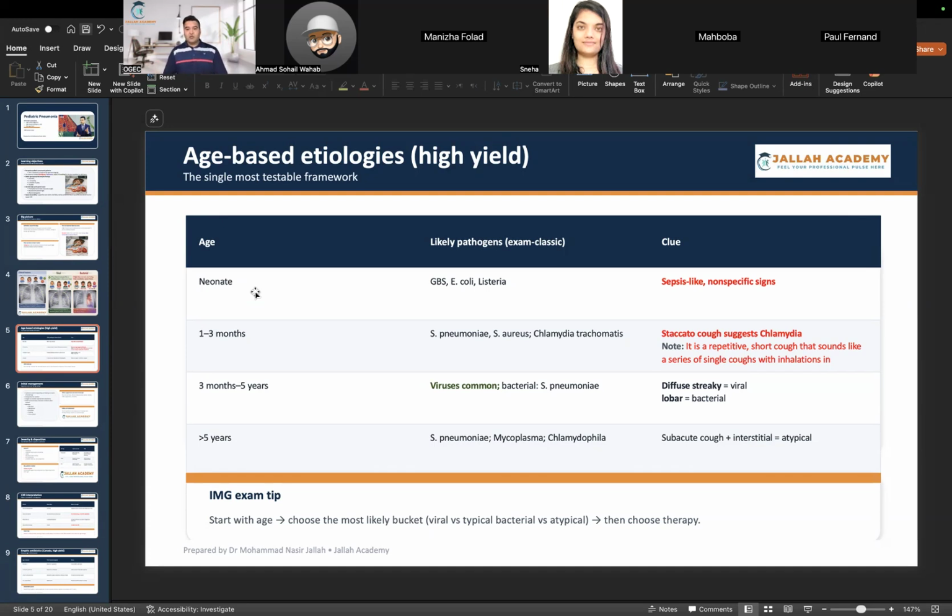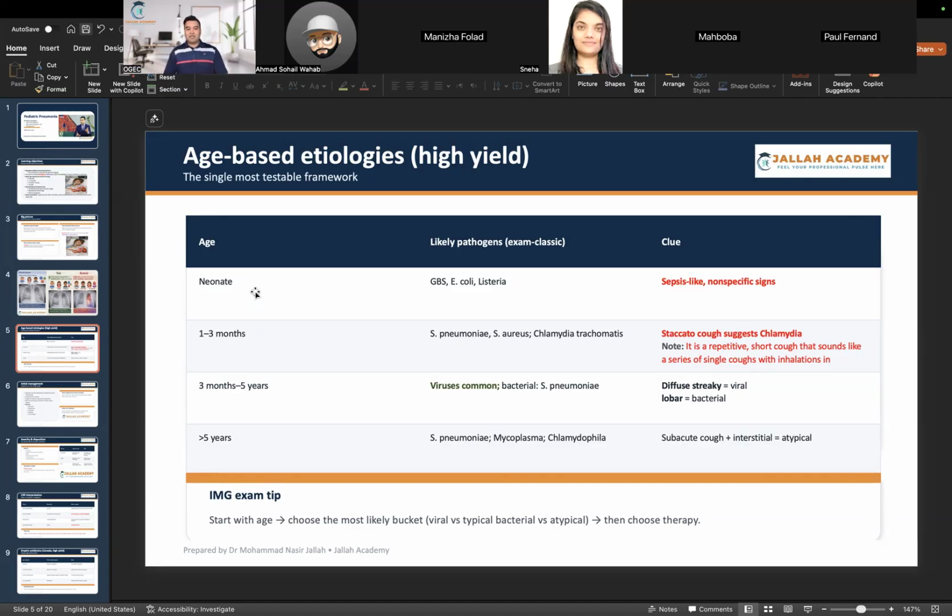Okay, so what is the pathogen? This might be in the licensing exam. They may ask you the pathogen based on the patient's age. Usually, if you have a baby who is within the first month of life, it is group B streptococcus. The second most common is E. coli. The third one is Listeria. Sepsis-like non-specific signs will be the clue in the scenario. Again, less than 28 days, fever, straight to the hospital. Then you do the investigation, find the reason, whatever it is, then you treat, okay?